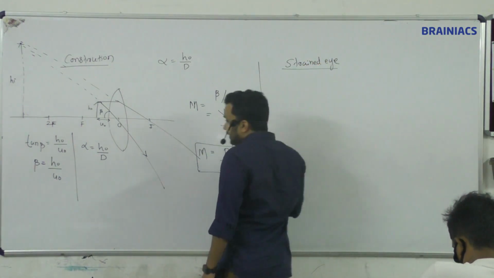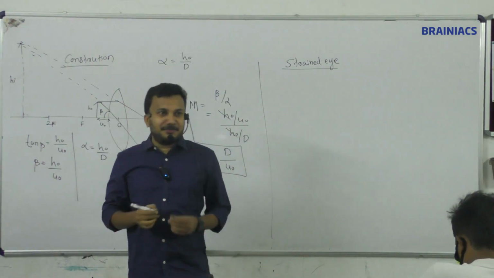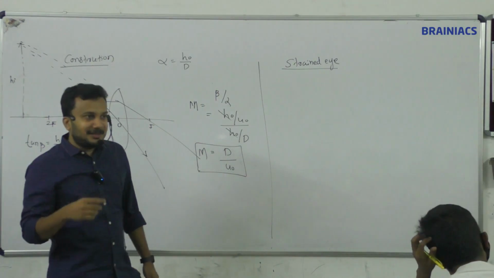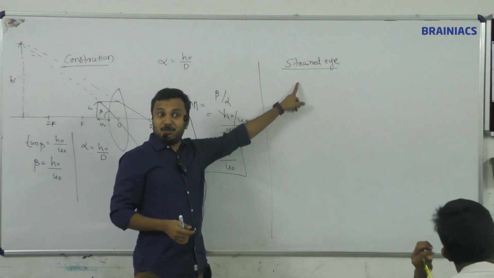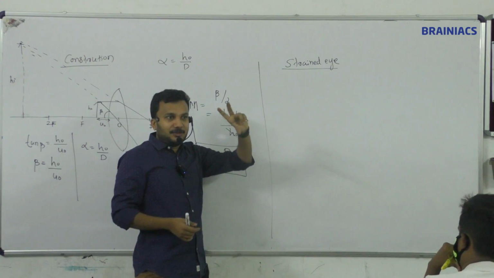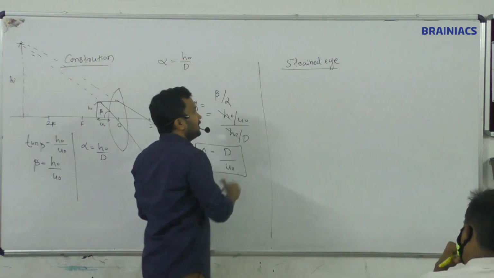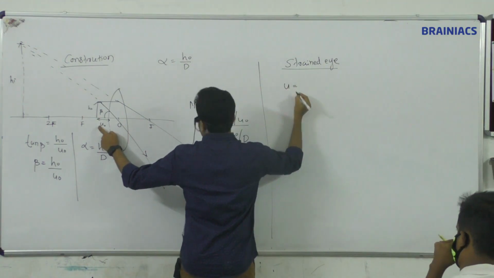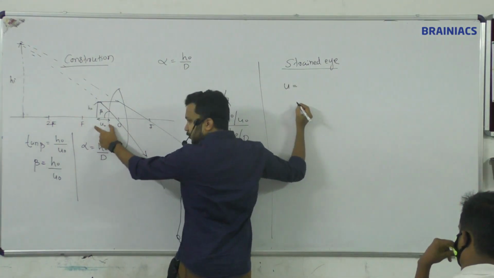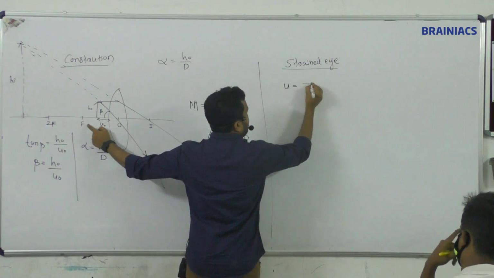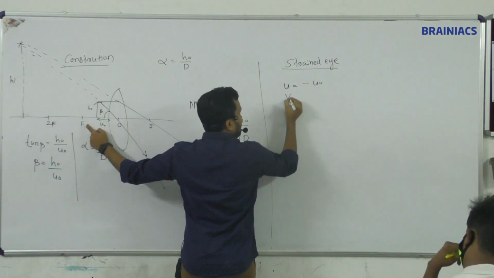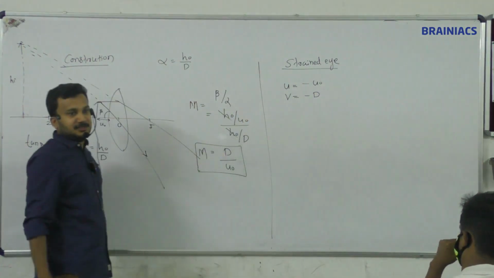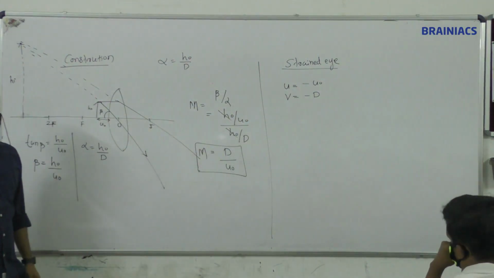Why does a strained eye mean that you will struggle with a microscope? In order to get maximum magnification, you will strain much. So what is the condition for maximum magnification? The object is at a distance of minus u0, and the image is at a distance of minus D, the least distance of distinct vision. These are the conditions to get maximum magnification.